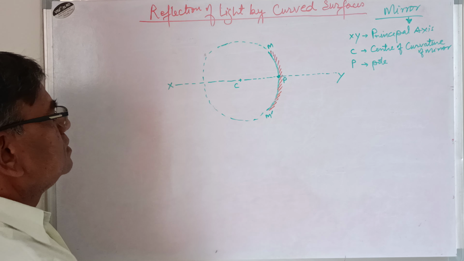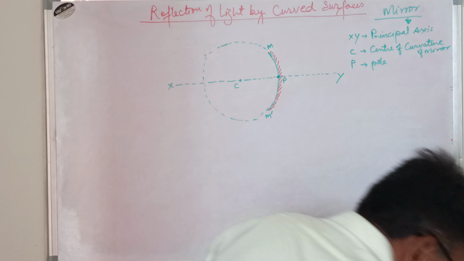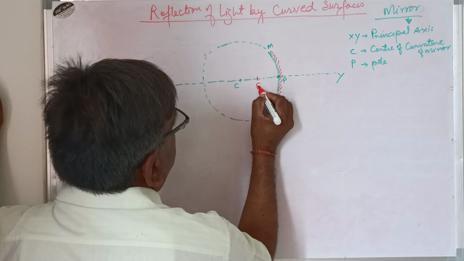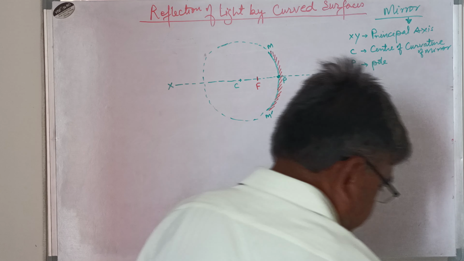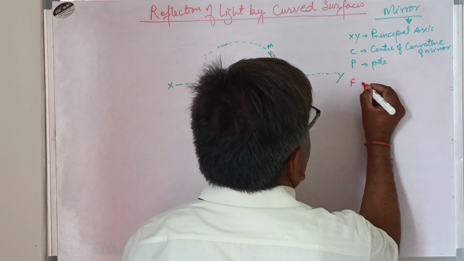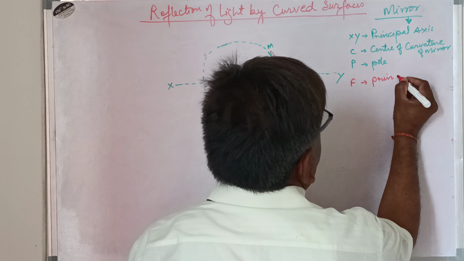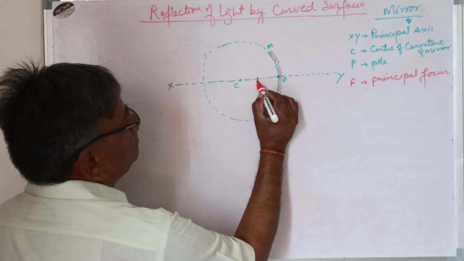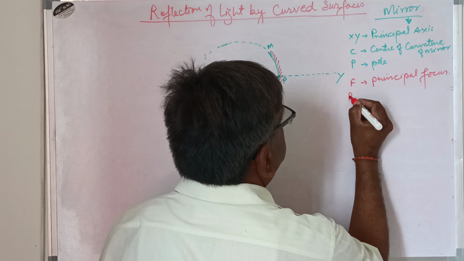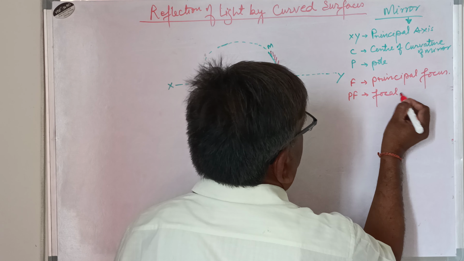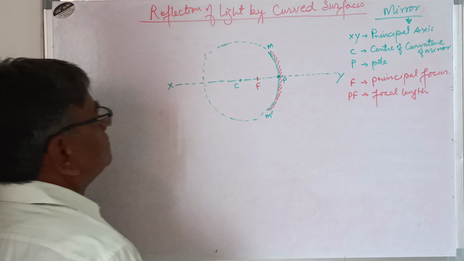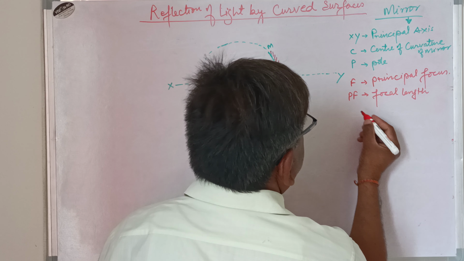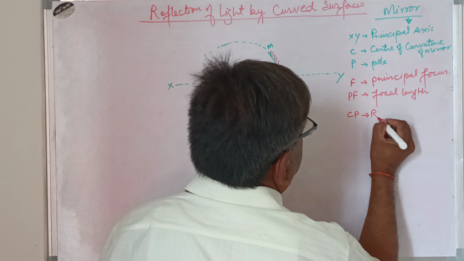And a point midway between C and P, this F, where CF is equal to FP, F is called principal focus. And this distance PF is called focal length of the mirror. And this CP is called radius of curvature, this distance is called radius.